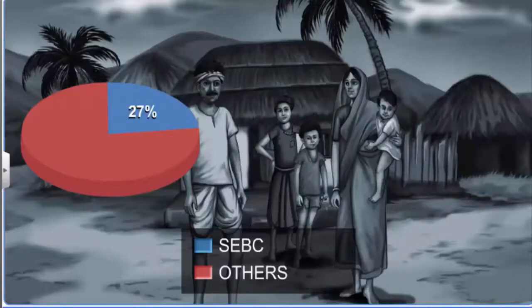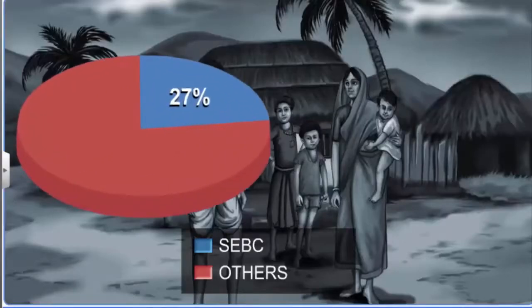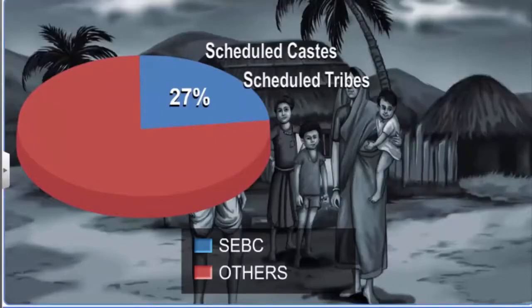Earlier, job reservations were only for scheduled castes and scheduled tribes. With this order, the backward class people were also eligible for the quota of 27%.